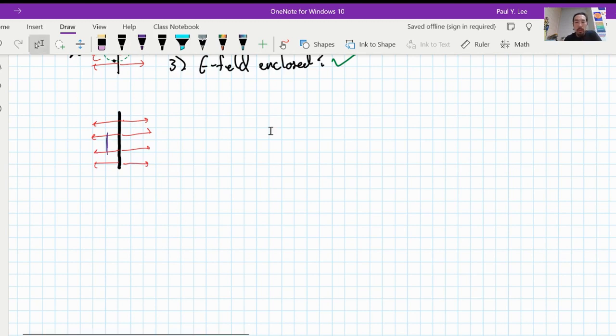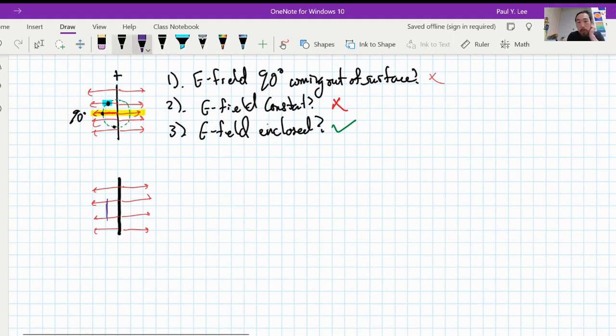If that's my Gaussian surface, let's go over the requirements. Requirement number one, is the E field 90 degrees coming out of the surface? I would say, yeah, that's good, right? Boom. Number two, is the E field constant? Oh, yeah, it is, right? Because if you take a look at it, the E field at this point and this point and this point, because it's all the same radial distance away from the plate, it's going to be constant. And number three, is the E field enclosed? And that is where this Gaussian surface falls apart. It's not enclosed.